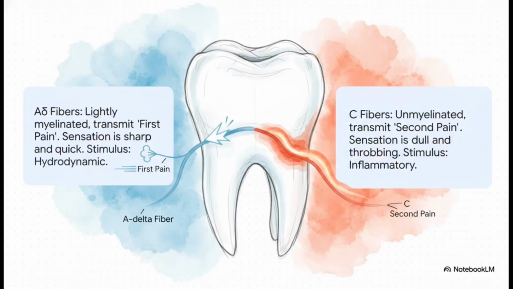Okay, listen up, because this slide is a classic high-yield exam question, the A delta versus C fibers showdown. Think of it this way. A delta fibers are the sprinters. They're fast, lightly myelinated, and they deliver that first pain. That sharp, quick, bright zing you get from a blast of air. Then you have the C fibers. They're the marathon runners. Unmyelinated, slower, and they carry that second pain, the dull, throbbing, aching pain that just lingers. So sharp first pain, A delta. Dull second pain, C fibers.